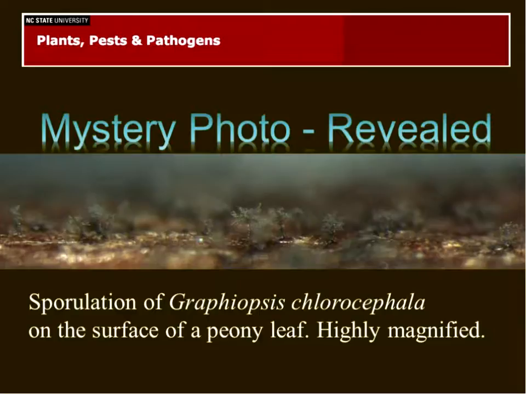And I will take the opportunity also to reveal the mystery photo. This is taken under the microscope, and those little trees are actually very, very small. They're called conidiophores, or the little stems, and then the spores produced on them are the green conidia in chains, so the leaves of this tree here. The fungus is called Graphiopsis chlorocephala, although you may know it by its older name, which was, well, I put it up in the next slide, Cladosporium paeoniae. And this is taken on the surface of the peony leaf that I showed in the first picture.